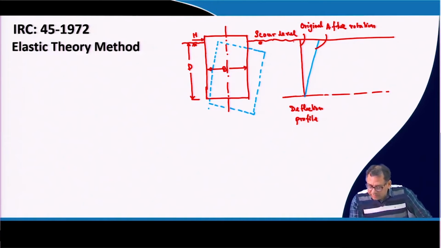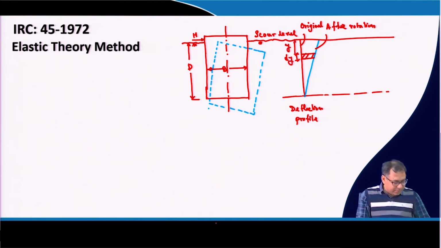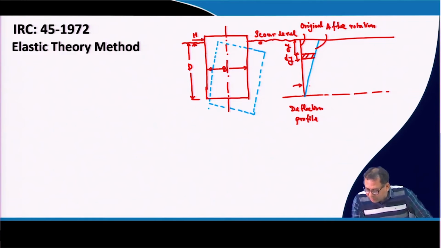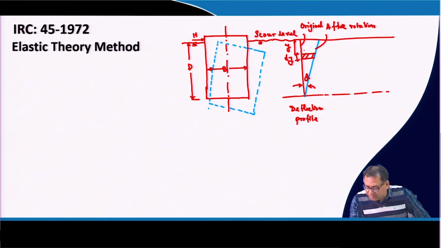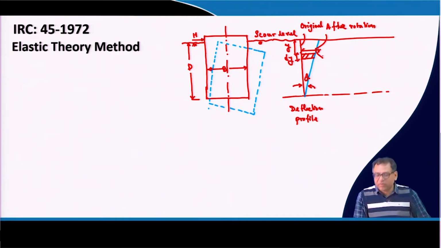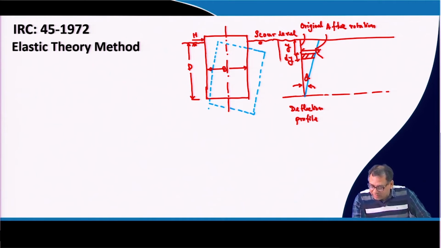If I consider a small segment dy at a depth of y from the scour level, and the amount of rotation is theta, then the amount of deflection at this point will be equal to r theta. So, what will the r value be? This is y, and the total is d.